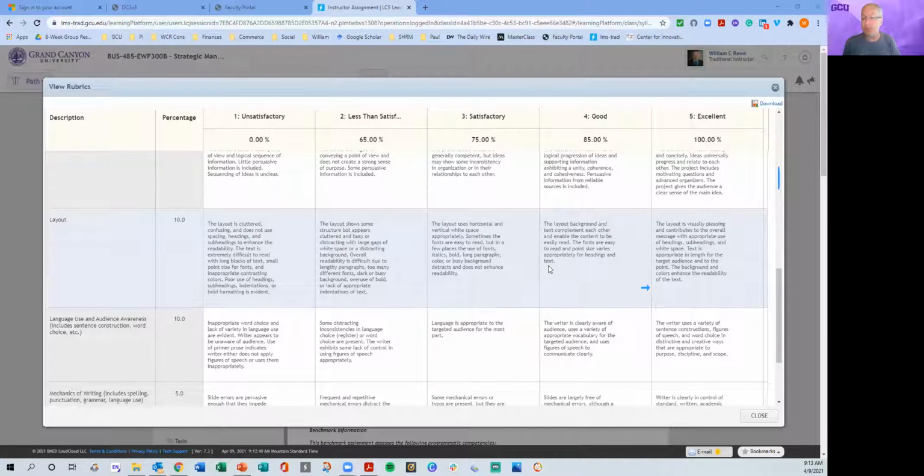Layout needs to be visually pleasing and contribute to the overall message with appropriate use of headings, subheadings, and white space. Text is appropriate in length. So if you give me too much content on a single slide, I'm not going to like that, because that's not how a good PowerPoint presentation is done. It needs to be lots of white space, so lots of blank space, or blue space in the example I showed you. Three to five points per PowerPoint is plenty.